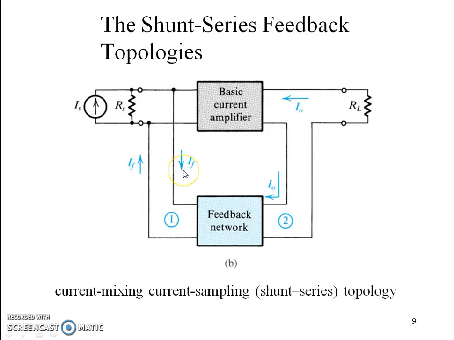Next is the shunt series feedback topology. The connection is like this: this is the shunt and it goes to the series. This is the basic current amplifier and this is the feedback network. You can also say current mixing, current sampling, shunt series topology.